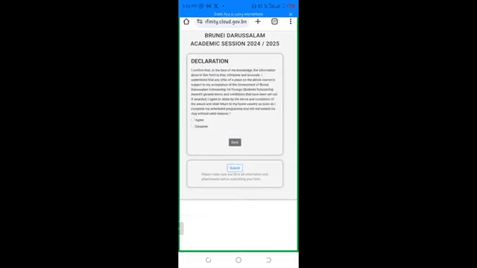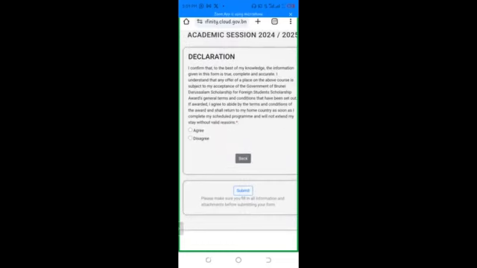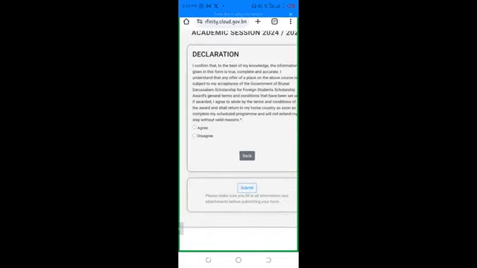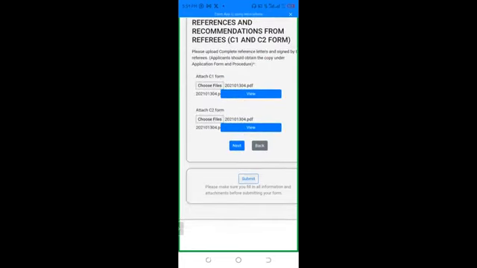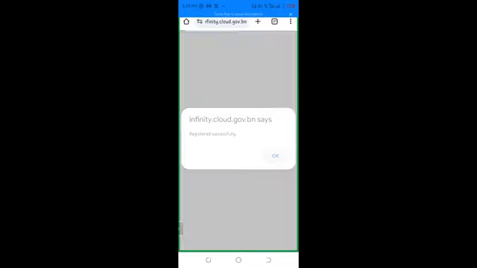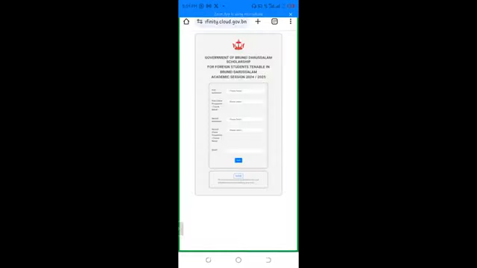So you see, we've reached the declaration. You see, I confirm to the best of my knowledge the information I've given is accurate, although what I just did is not accurate, but yeah. So I'll just say, yeah, agree, and then submit. Registered successfully. Okay, so I'll just stop here. It has taken me back to the next page if I want to apply again and so on.